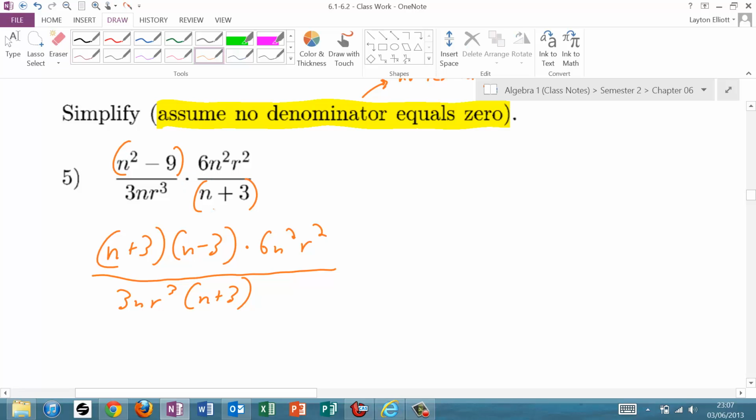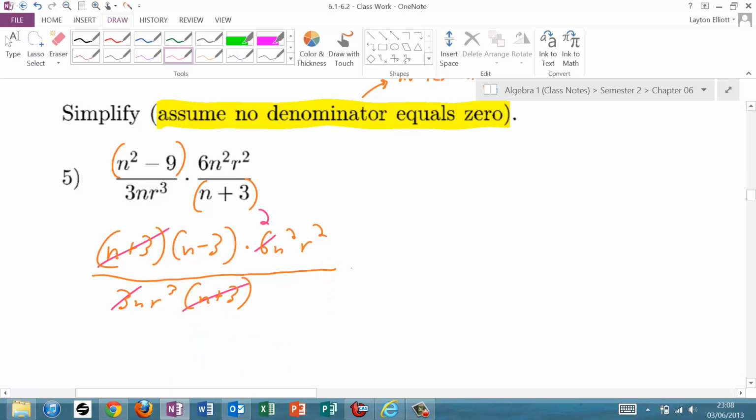And since the numerator and denominator of a fraction bar are their own grouping symbols, I can actually put all this inside grouping symbols that look a little bit easier to draw than a little box like that. Parentheses. No restrictions needed, so we can cancel. The n plus 3s are gone. The n minus 3 has nowhere to go. The 3 and the 6 can go to become a 2.